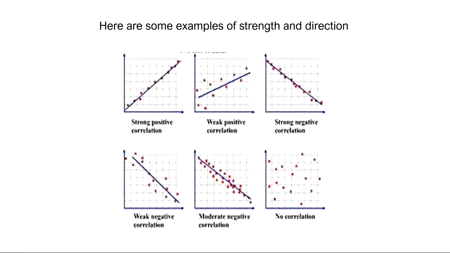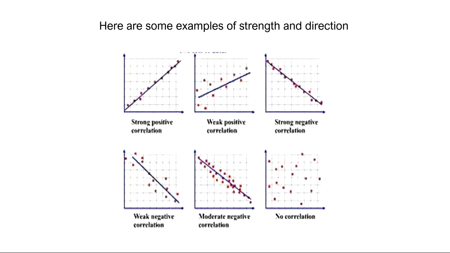So the next slide, here's a bunch of examples of what the strength and direction of some scatter plots would look like. Obviously, a strong positive correlation is going to be tightly grouped data, pretty much forming a straight line. Weak positive correlation is going to have some scatter amongst the points, but definitely still seeing that the trend of the plots of all our points is sloping upward to the right. Again, strong negative correlation is tightly grouped together, sloping downward from left to right. Remember, we're reading our graphs always from left to right.